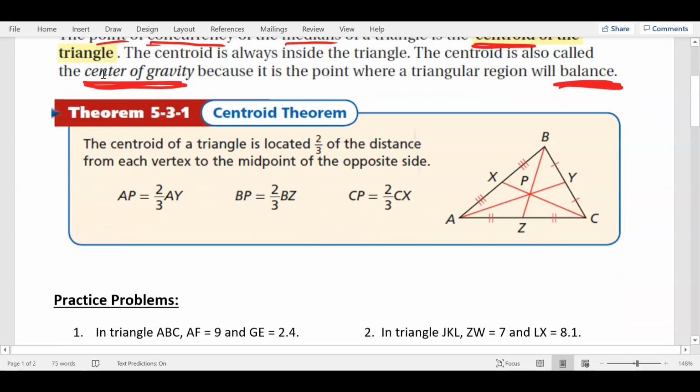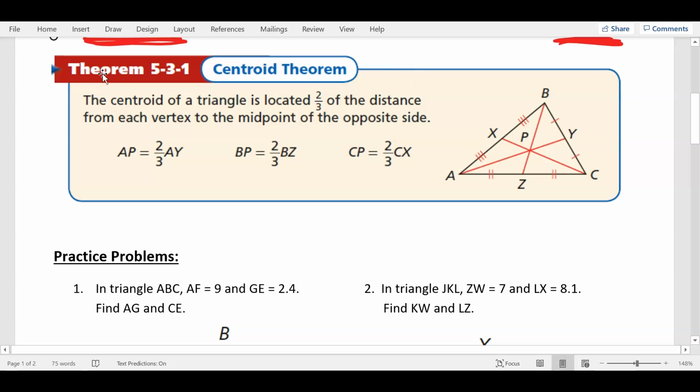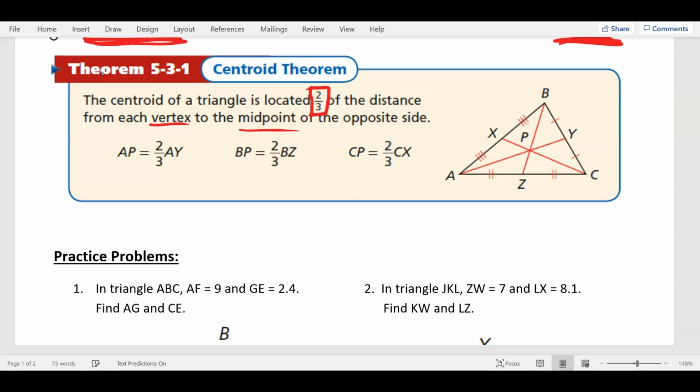Now, this is where it gets complicated. I need everyone locked in. Looking over here. Very important. If your head's down, you need your head up. Please. Very important. So let's read this. The centroid of a triangle is located 2/3 of the distance. So go ahead and maybe box that, 2/3 from vertex to midpoint.